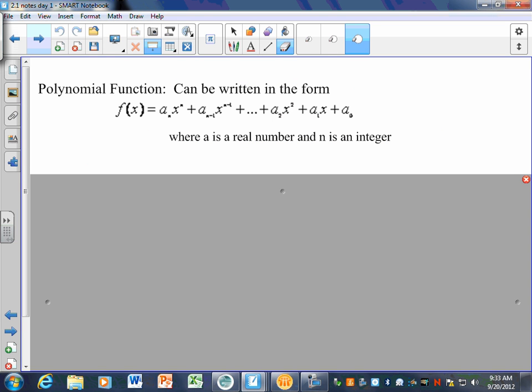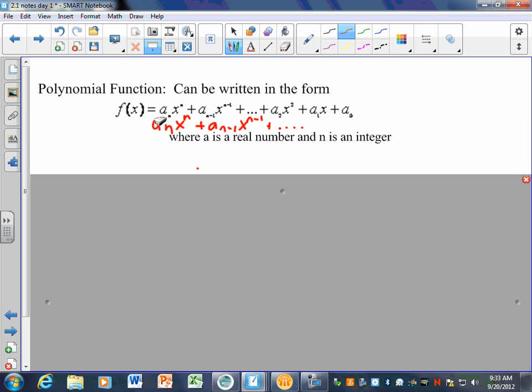A polynomial function is something that you learned all the way back in Algebra 1, maybe even before then, but definitely Algebra 1. I shortened the book definition, but this is the way the book writes a polynomial function: a sub n, x to the n, plus a sub n minus 1, x to the n minus 1, and it just goes dot, dot, dot, all the way down to just a constant. And that's how we write polynomials.